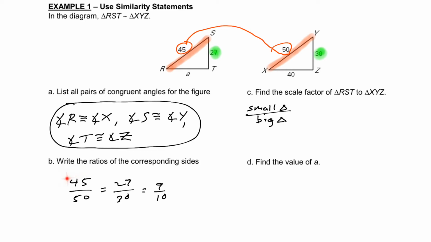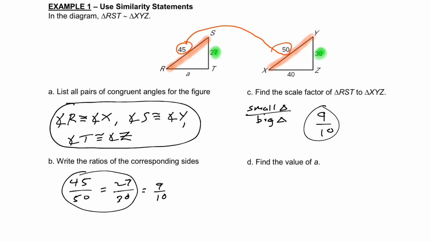So if we make a fraction out of any pair of corresponding sides, that fraction right there is our scale factor. Now you could reduce it to 9/10. You wouldn't have to, but it'd probably be more convenient if you did. So we've already answered the question for part C. We know right now that the answer to part C, the scale factor, is just 9/10. So there's our answer to part C. And here was our ratio of the corresponding sides in part B.